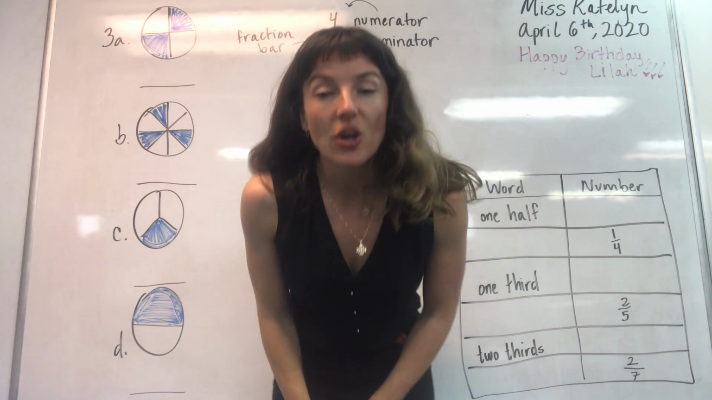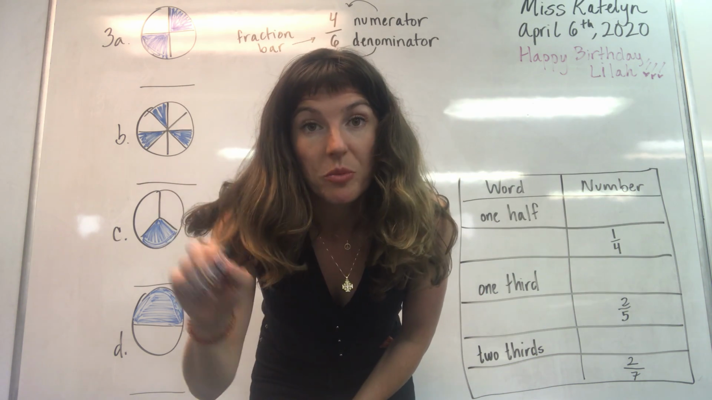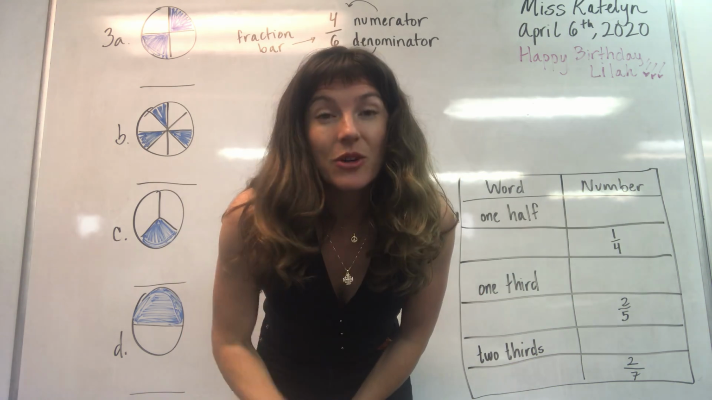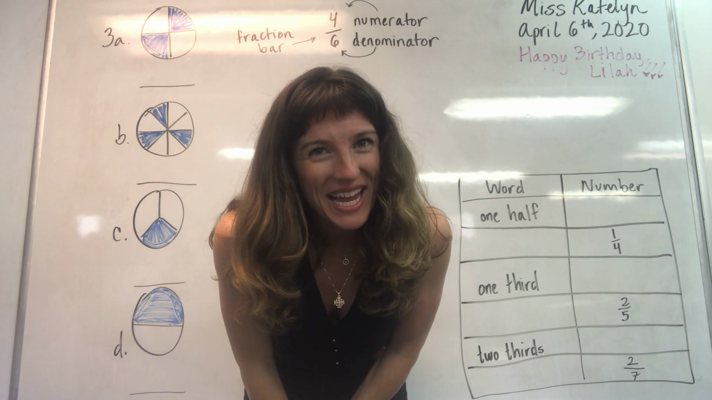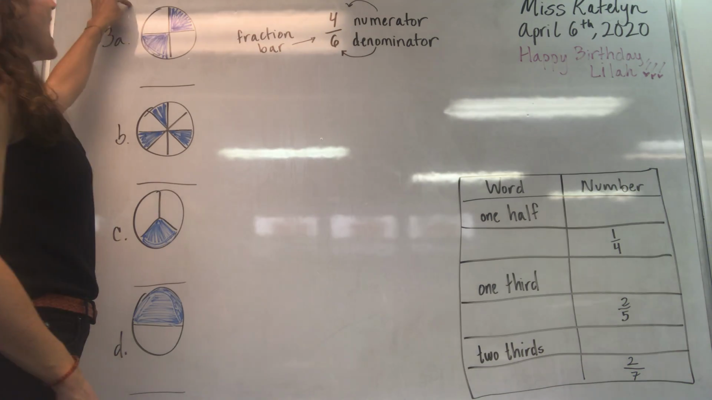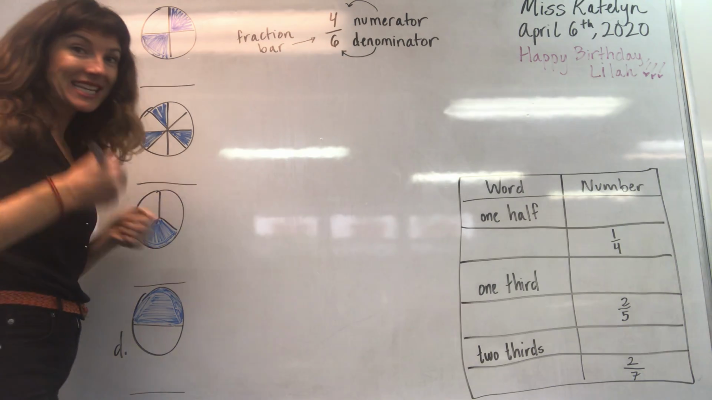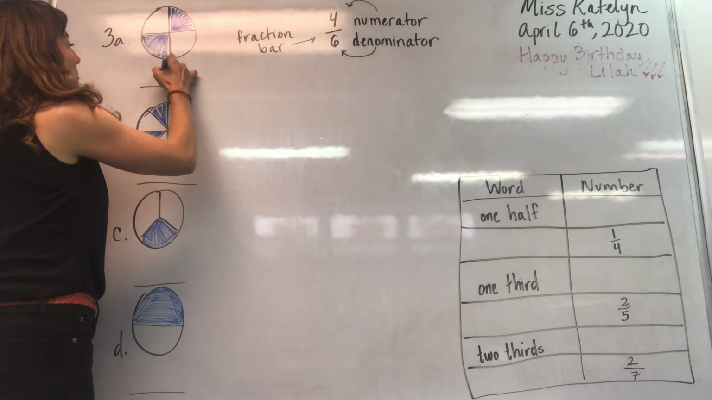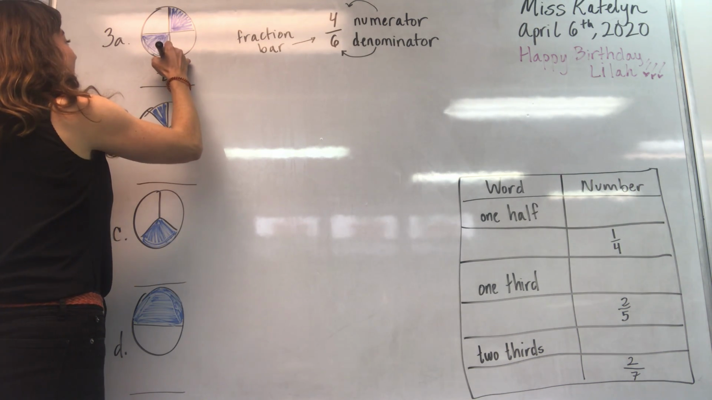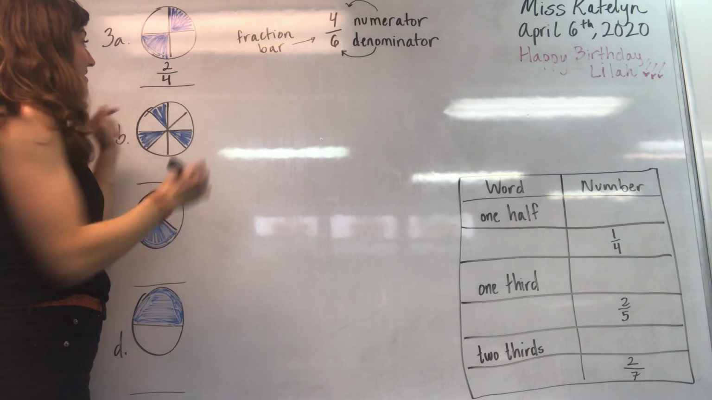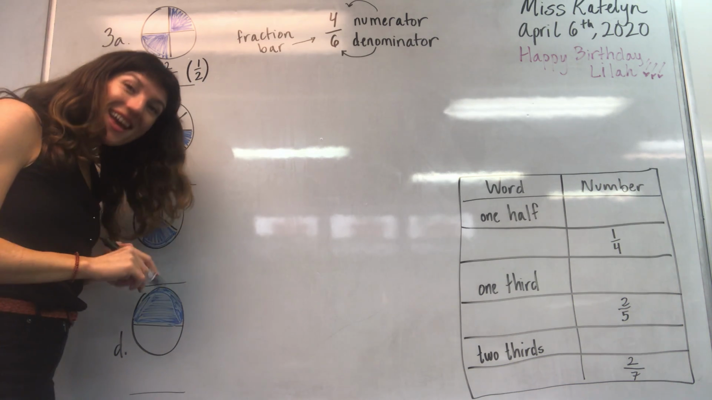So, in order to know what fractional part is blue, you find your denominator. You count every single part, and that is your denominator on the bottom. And then you count the blue parts, and that's your numerator on the top. Okay, here we go. 3A has 1, 2, 3, 4 parts. So that is our denominator. And how many parts are blue? 1, 2. That is your numerator. And this also has another name. If you'd like, you can put it in parentheses. That is also called 1/2.